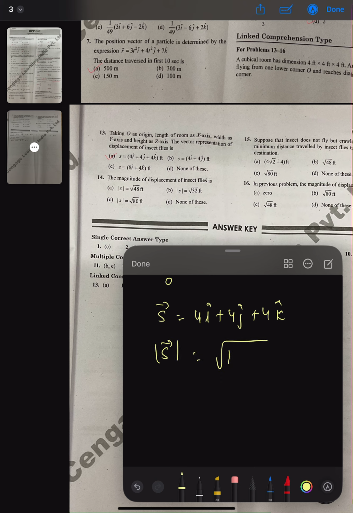Simple, under root 16 plus 16 plus 16, that is under root 48 again. So this is the second question. Magnitude of displacement will be under root 48.